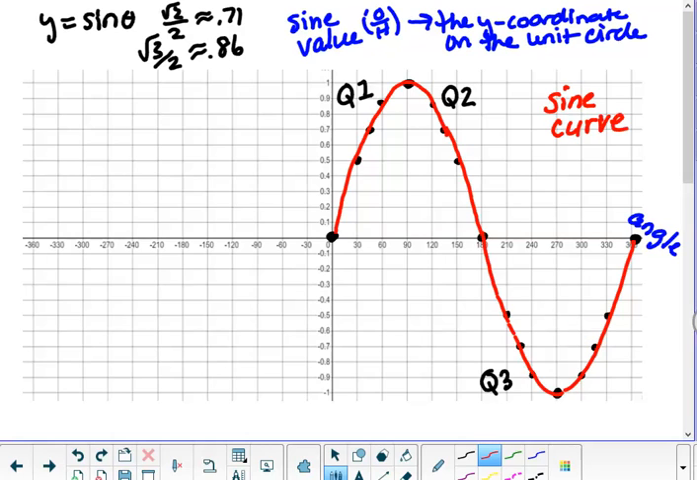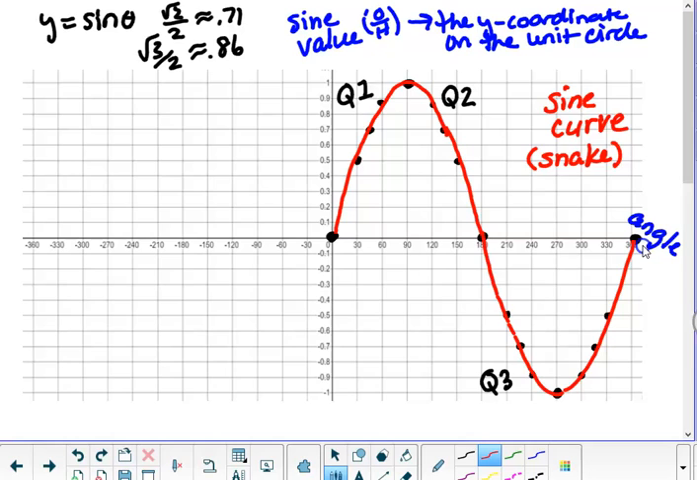One way I help students remember this is sine is a snake. It starts up out of its little hole in the ground, it slithers around, and it goes back into its little hole in the ground. So if you can think of a snake, kind of a snake shape, that's the sine curve.